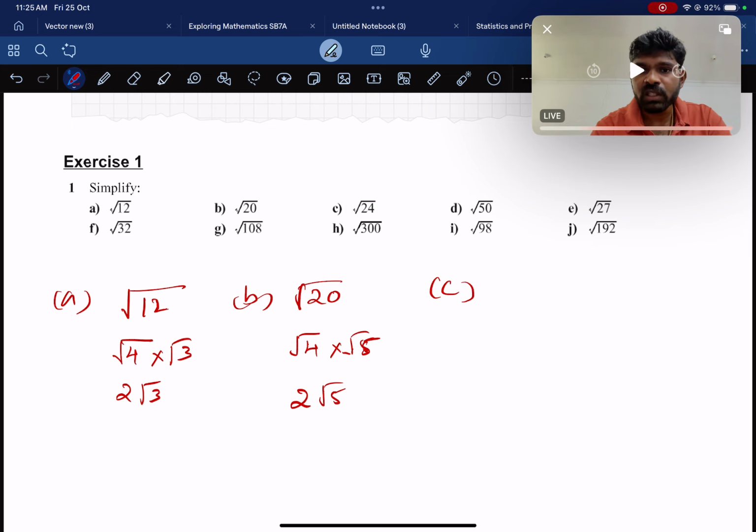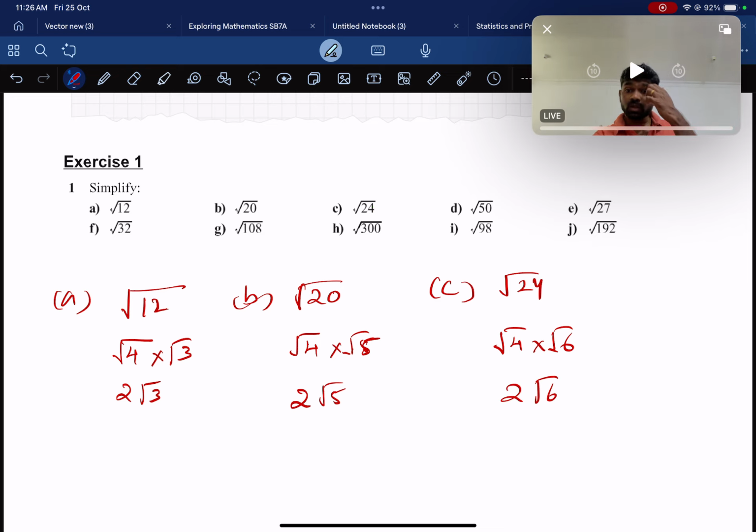Similarly, for part C, root of 24, we can factorize it in many different ways, like root of 3 times root of 8, root of 6 times root of 4, root of 12 times root of 2. But my selection is only where we get one of the values as a perfect square root. That will land us the perfect answer. So I'll go for root of 4 times root of 6. That gives me root of 4 as 2 and root of 6 as it is, because it's a surd.